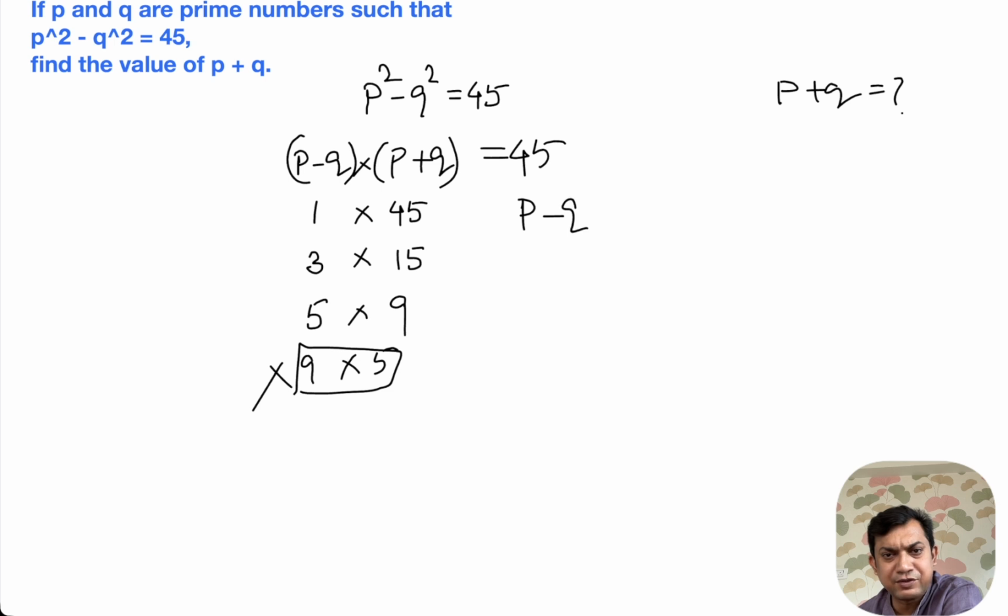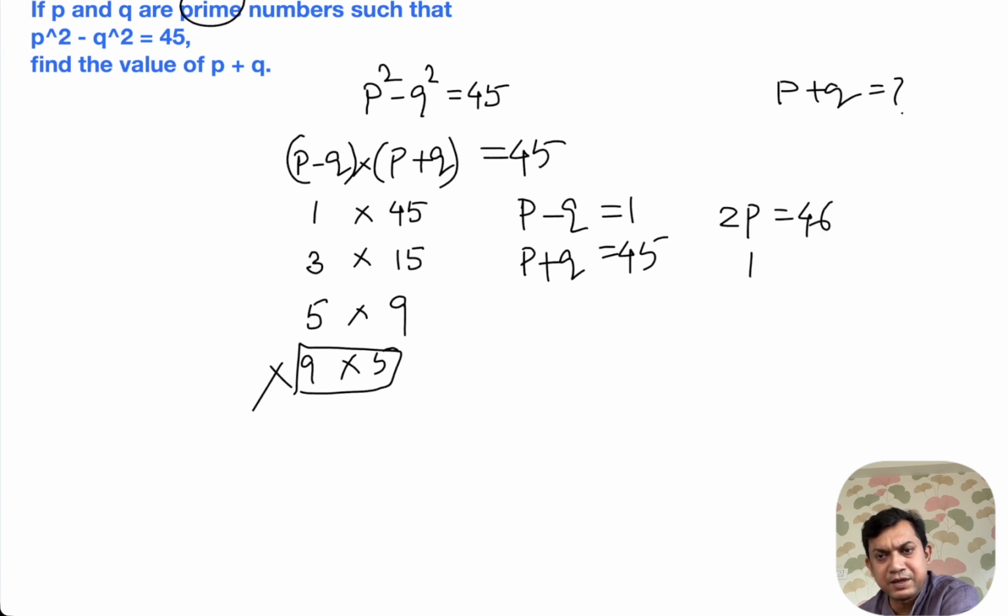So if I say P minus Q is 1, first case, and P plus Q is 45, I'll add them to get the value of P and Q. I'll only accept the cases where P and Q are prime numbers. Now if you add, you get 2P is 46, P is 23. Okay, it's a prime number. But then Q becomes 22, because P minus Q is 1, no? So this is not a possible case.